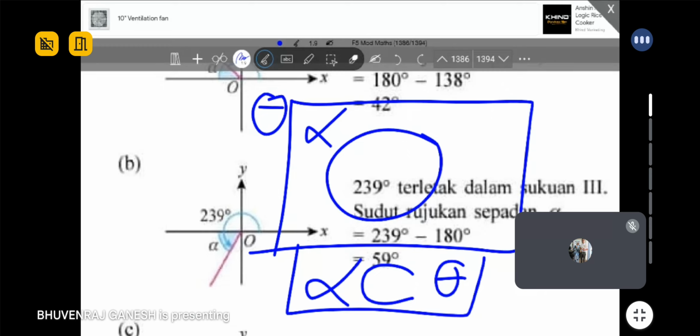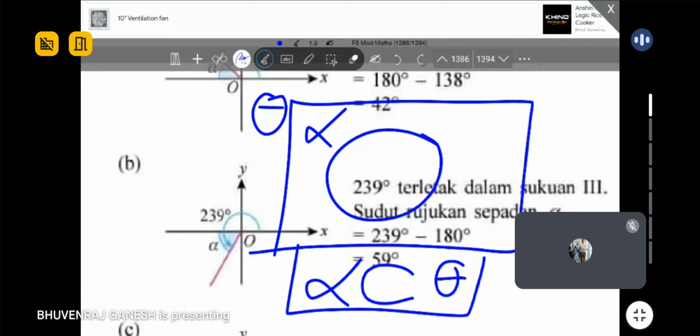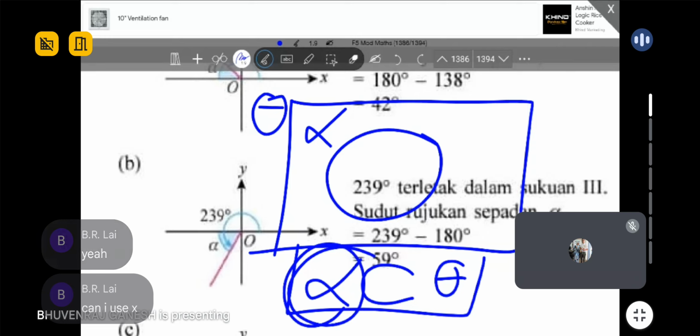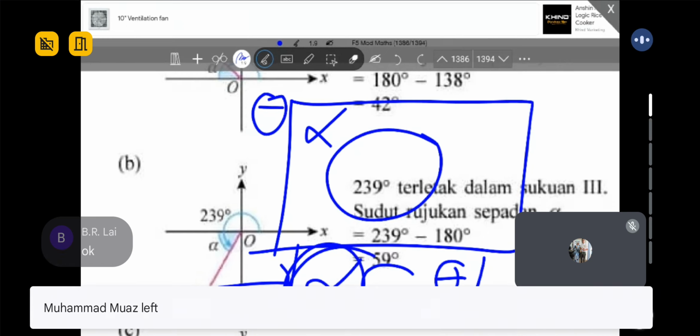Okay? X-axis must be within quadrant. Symbol matters. Symbol you mean for this one? Alpha? Yes. If you want to show reference angle, must write alpha. Reference angle, they very strict. If any normal angle can, but if you are talking about reference angle, it's better to use alpha. Okay? Selalu guna alpha untuk sudut rujukan, nothing else.